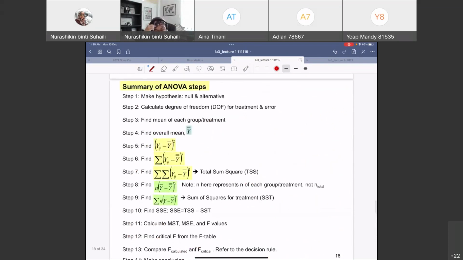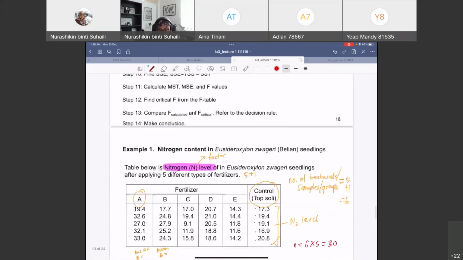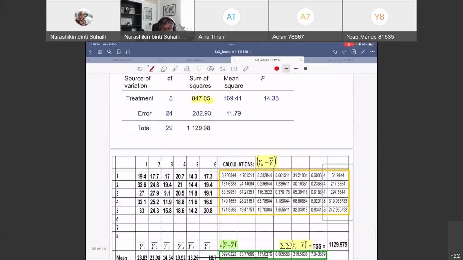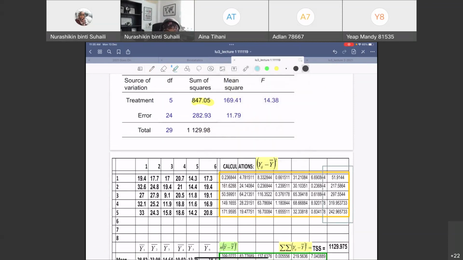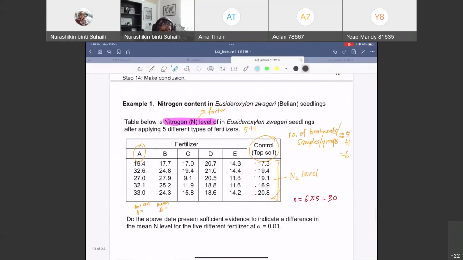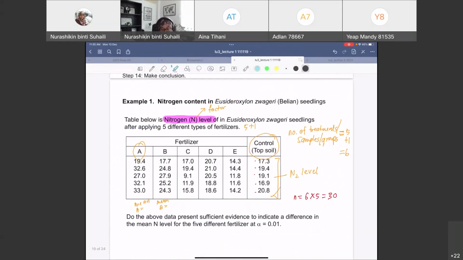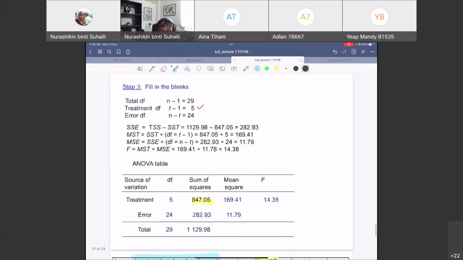Okay, if you go to the steps here, this is actually what we have done just now. So from step 3 until step 9, here, how you want to solve this one is a bit tedious. So remember that you have this data given to you initially. Okay, so these are the data given to you, which is the same as the problem, fertilizer A until the control. So if you see 19.4 to 17.3, these are the data.